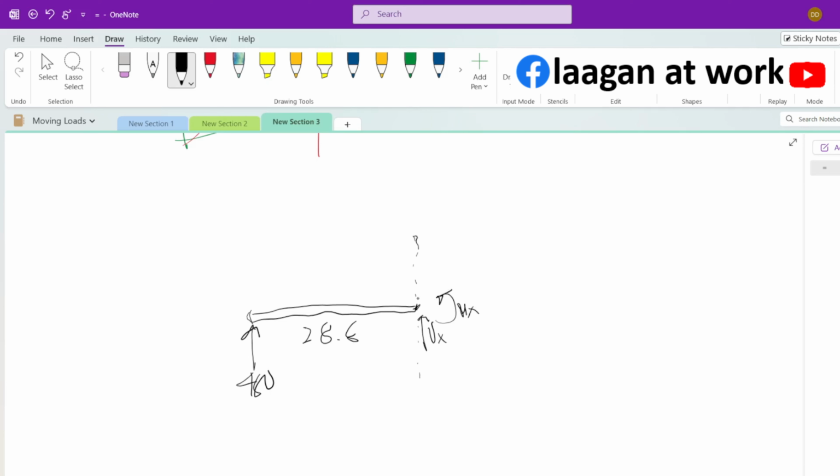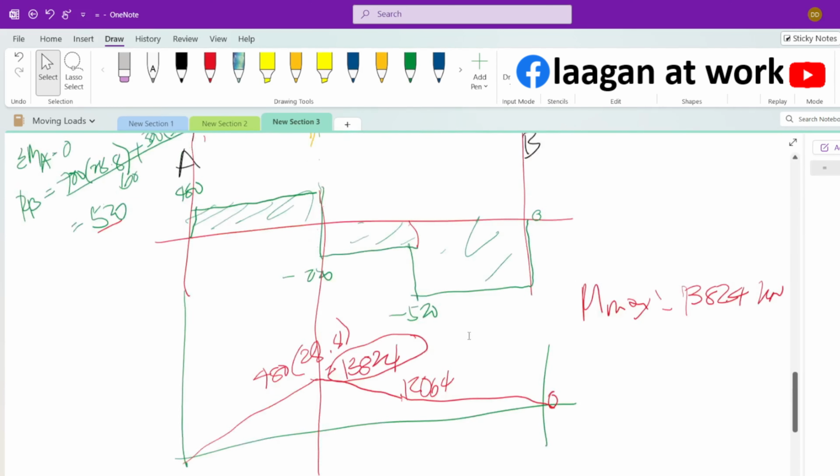Now, to get the moment here, summation of moments at X. So moment at X is equal to 480 times 28.8, which is the same, 13,824, right? 480 times 28.8. On the other side, it's the same.